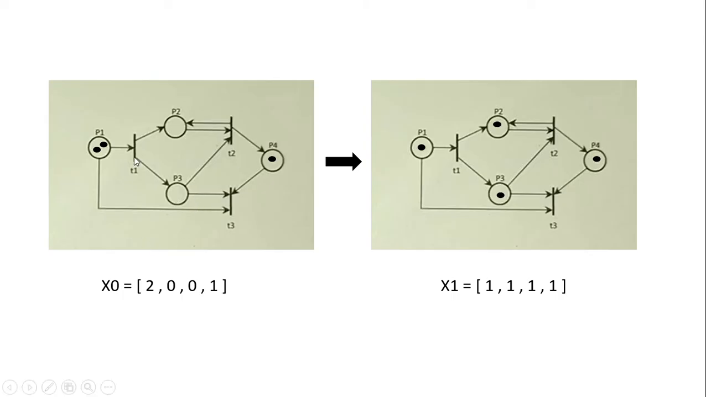Here x0 is the start and then x1. x1 means T1. If the T1 transition happens, then what will be? We see one token will go from here. We already know that if a transition happens, then from every arc at least one token will go. So this token goes from here. That means P1 has one token, P2 will be 1, P3 will be 1, and P4 is still 1. So the x1 value is 1, 1, 1 and 1.